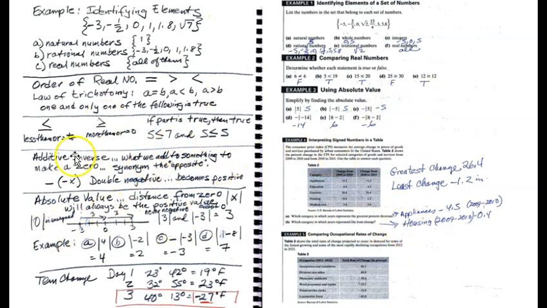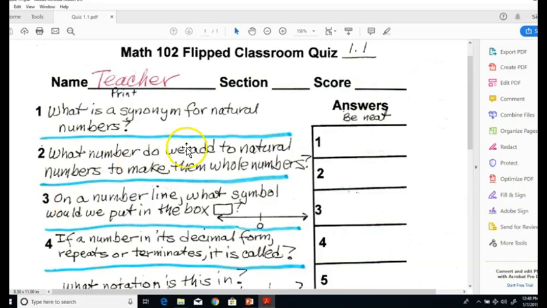Then, based on these notes, this is what a typical quiz would look like. So during the in-class time, using those notes, one of the questions, for instance, would be, what is a synonym for natural numbers? Well, as a check on your notes, these questions were developed, and in the notes we say the synonym for natural numbers were counting numbers, and that's what you would put on the answer spot.